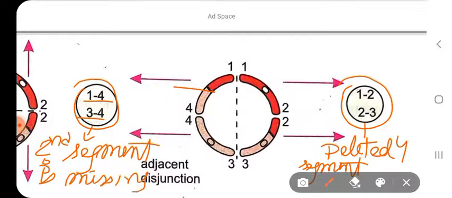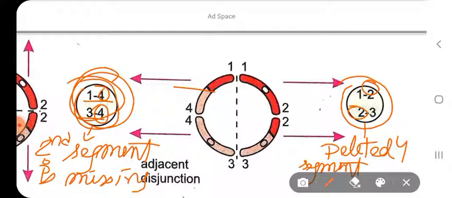At the same time, duplication has also been observed. The 4th segment has been duplicated in this gamete. The gamete receives an extra 4th segment. Here the gamete has received an extra 2nd segment. So as I have said, in adjacent segregation the gametes may be non-viable because there is a greater chance of duplication and deletion. The gametes will receive either a duplicated segment or a deleted segment.